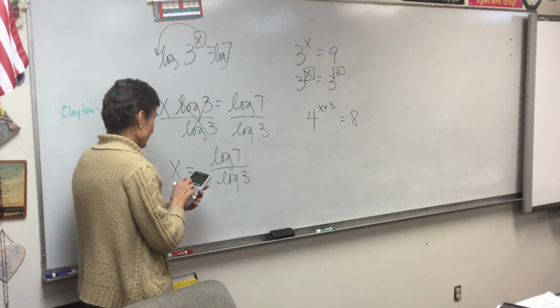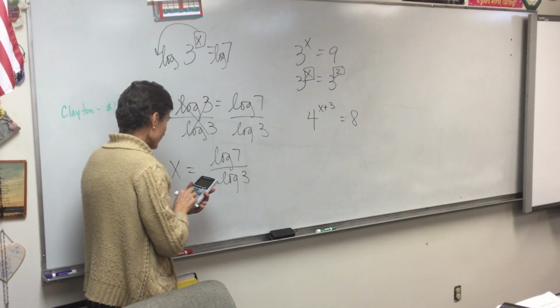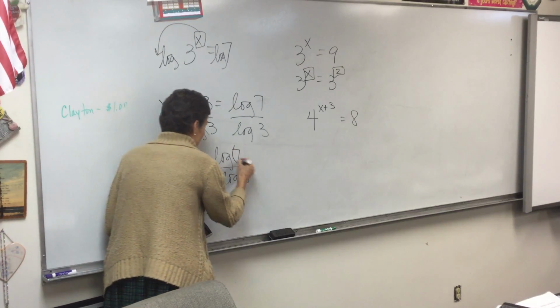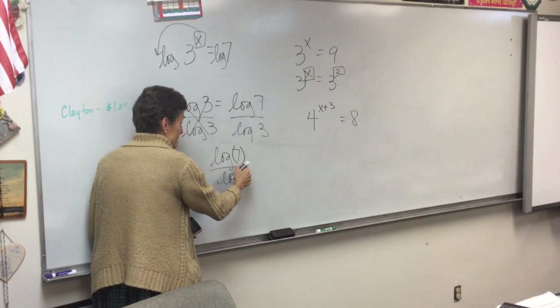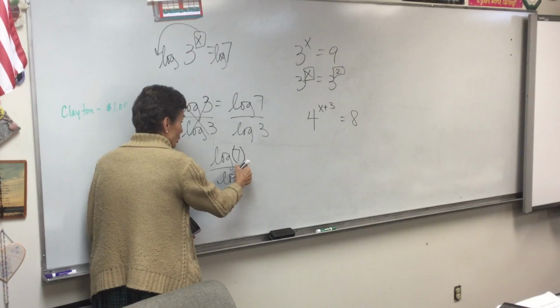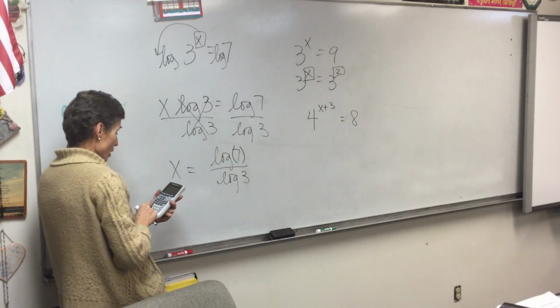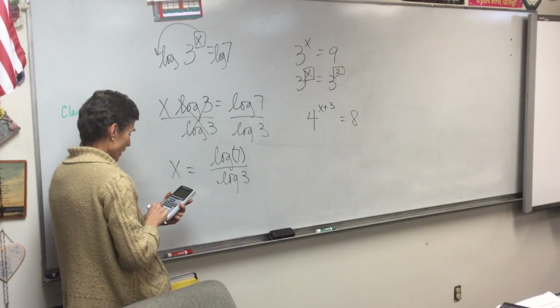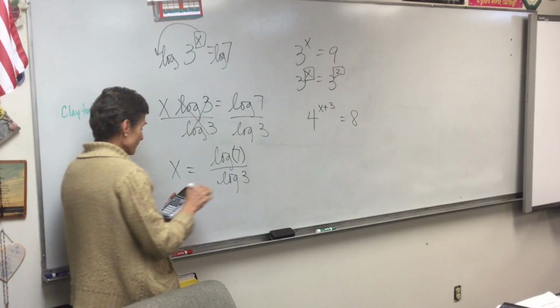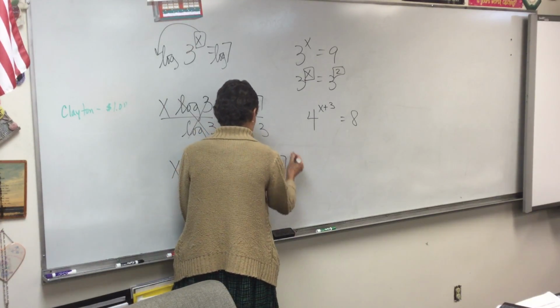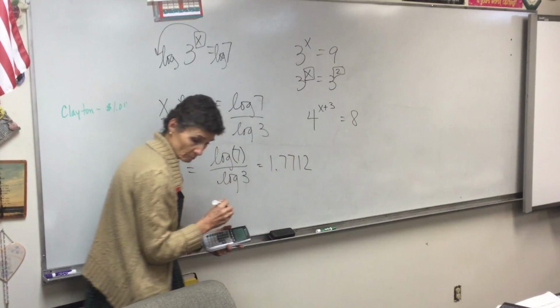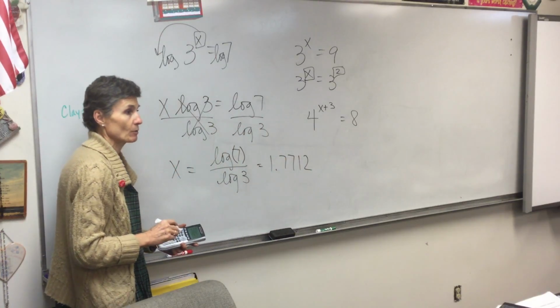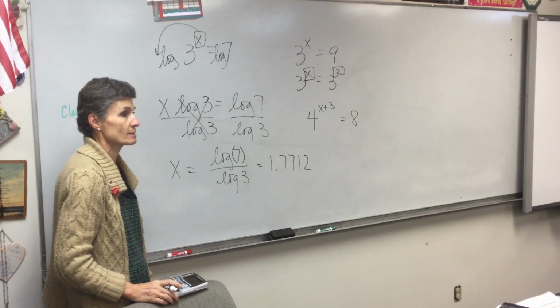Now remember, we talked about this the other day. You need to remember to close this parenthesis right here. Make sure you close that. So log 7, close the parenthesis, divided by log 3. Did you get 1.7712? It doesn't really tell me how to round off, so I'll just do 4 decimal places.